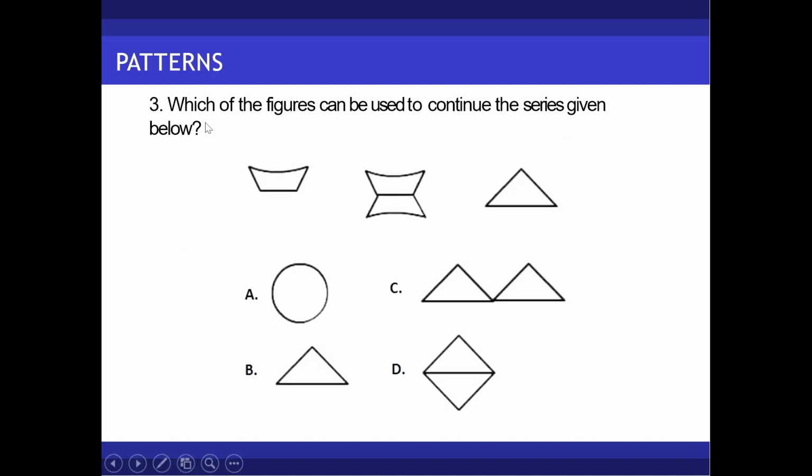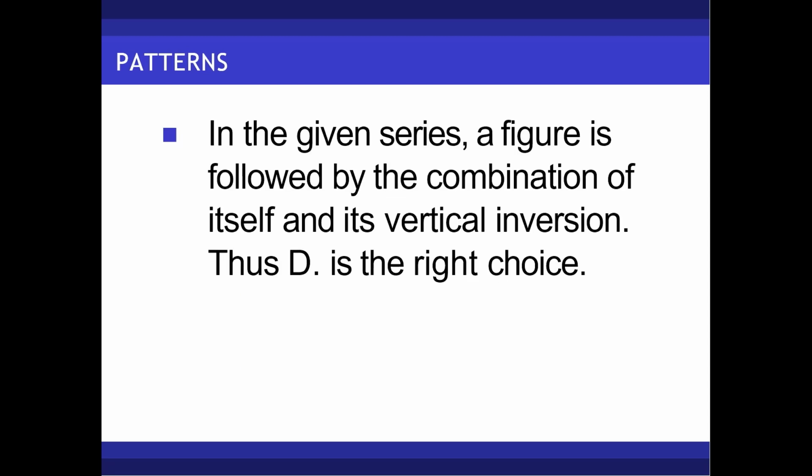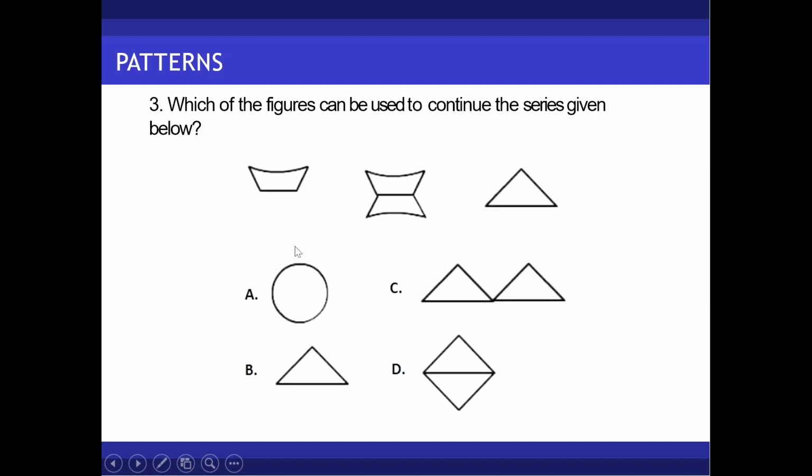How about this one? Which of the figures can be used to continue the series given below? Okay, in the given series, a figure is followed by the combination of itself and its vertical inversion. Thus, letter D is the right choice. Okay, let's look at it again.